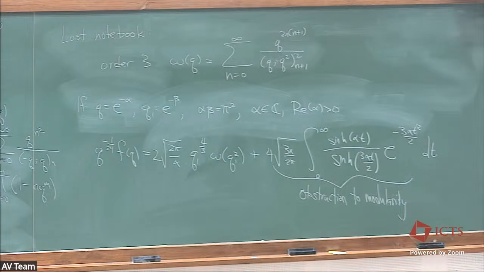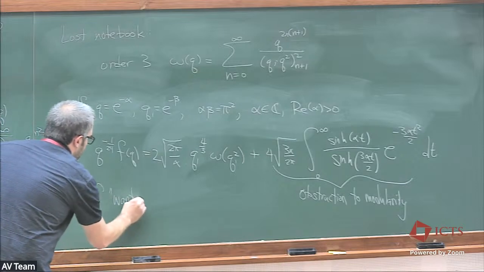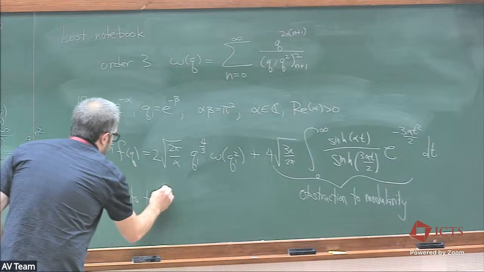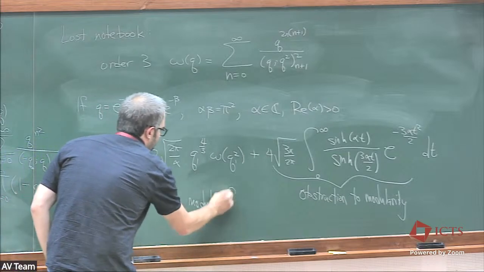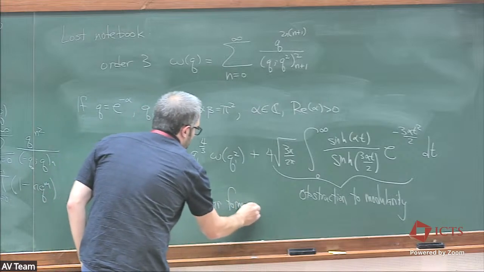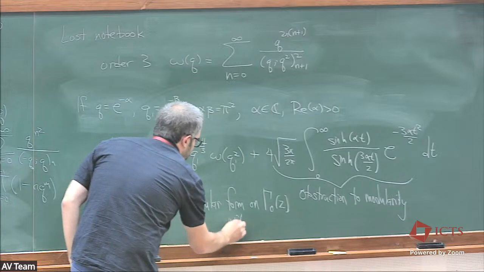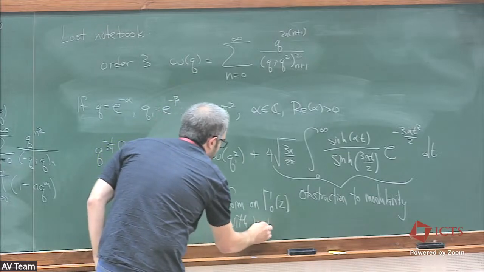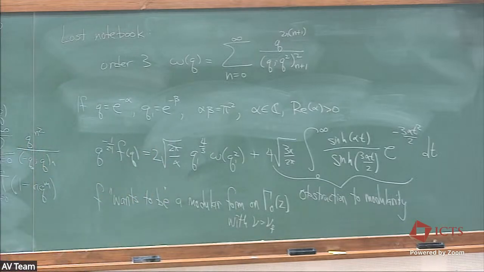And that was done by Dragonette. So maybe what I'll say here is that f, in quotes, wants to be a modular form on gamma 0, 2 with some multiplier system, and I'll just call it nu f, whatever multiplier system f has. And people have written this down.